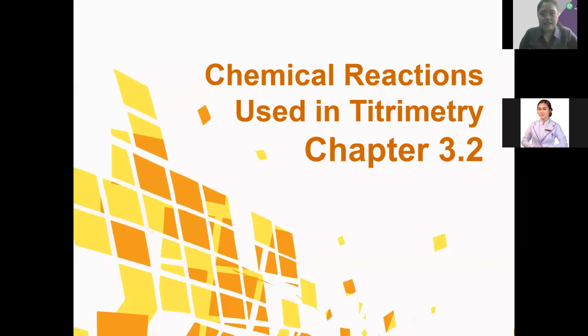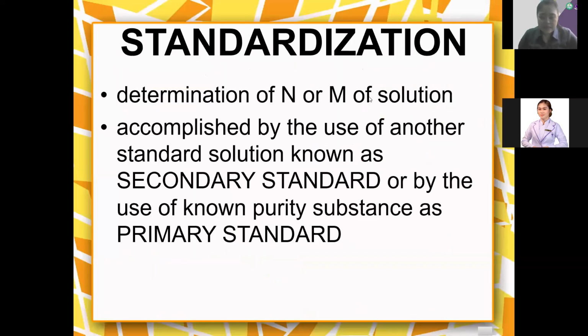This is just a continuation of chapter 3, chemical reactions used in titrimetry. So we will still be talking about titration. And then remember, pag sinabing titration, it's volumetric analysis. We are determining the concentration of our sample.